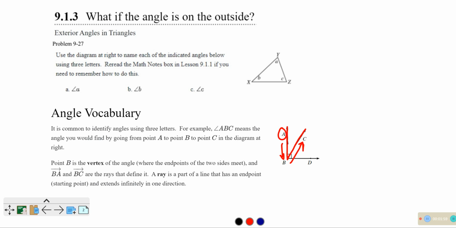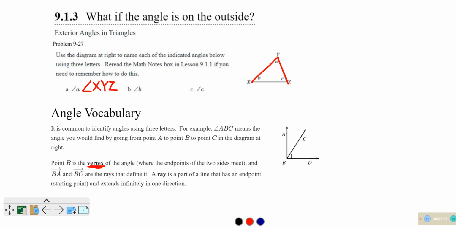Notice that the center letter is the vertex. The vertex is the point of the angle where the 2 endpoints meet the 2 sides. Now, this is basic angle vocabulary. So if I look at angle A right here, how would I label this angle? I would need to go from X to Y to Z to create angle A. Angle XYZ.